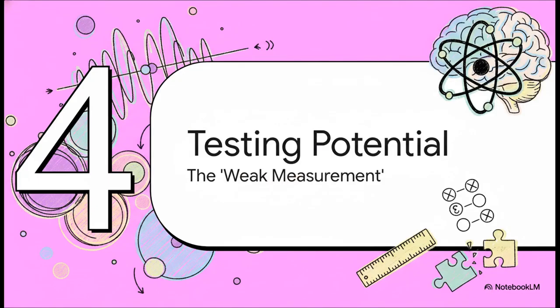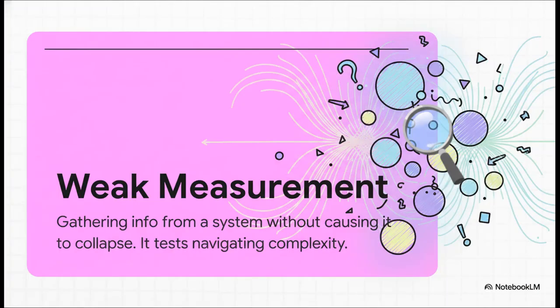But this creates a huge challenge, right? If a standard test, that hard measurement, crushes this complex, nuanced understanding, how do we possibly assess learning without destroying it in the process? Well, the answer comes from a concept in quantum physics called a weak measurement. Instead of forcing a single outcome, it gently gathers information about the entire system without causing it to collapse. It's all about assessing a student's ability to navigate complexity, not just spit back isolated facts.